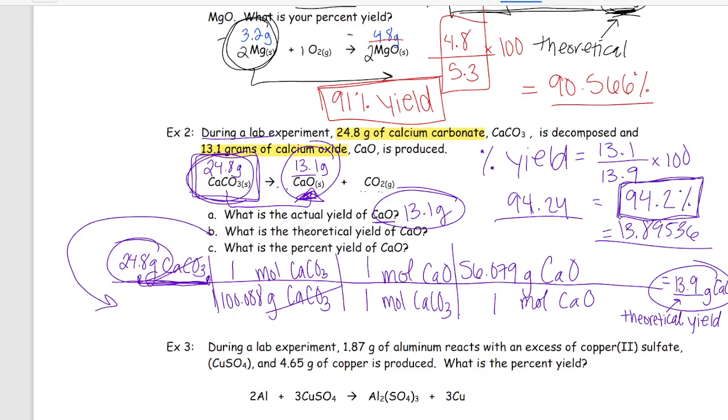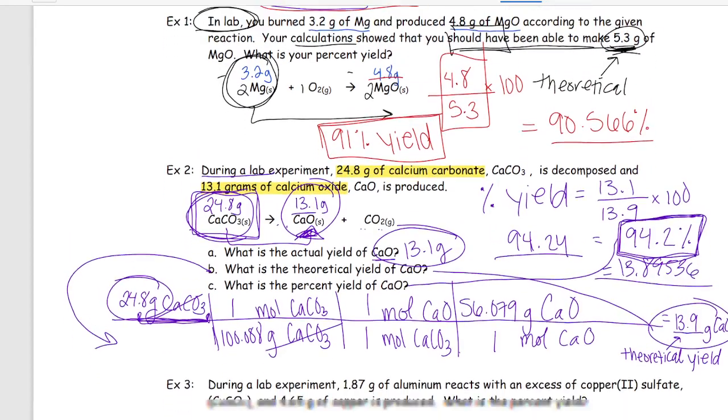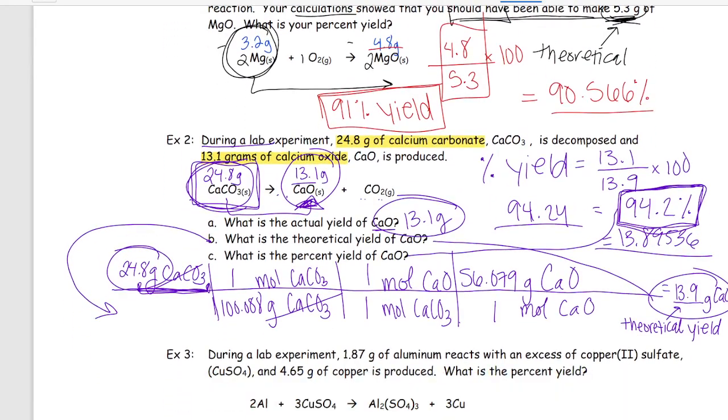I know this is kind of all scratchy and all over the place, but that is my percent yield. This one was my theoretical yield. So it is calculating the theoretical yield that takes the most work. Once you get that, just using the equation up here is pretty straightforward. Questions on any of that so far?